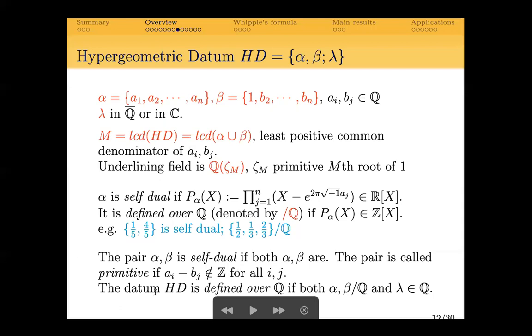And the hypergeometric datum, when I look at the 3 players altogether, is said to be defined over Q if both multisets are defined over Q, and lambda is also an element in Q as well. So under that setting, we're going to get a Galois representation for the absolute Galois group G_Q. Okay, so these are the basic setups.